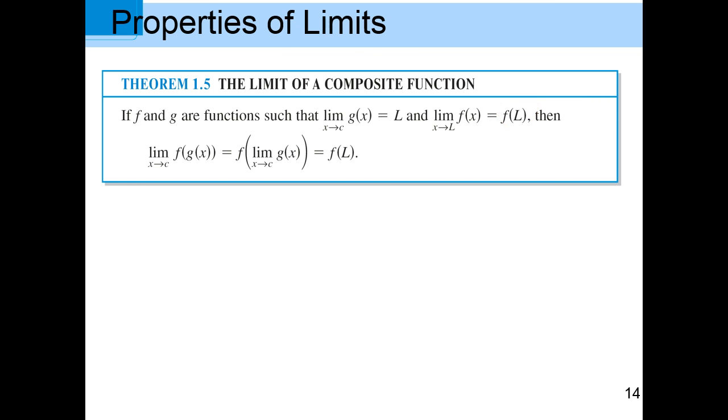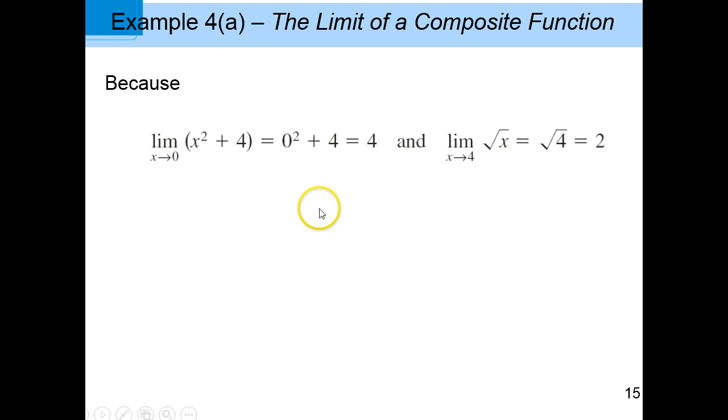Another type of limit property is when we have composite functions. You can see here if we have the limit of f of g of x, we're composing a g of x function, which has a limit L, and then f of x is composed with that. We have f of L. So for f of g of x, we take f of the limit of g of x as x approaches c, and we get f of L. Here's an example of that one.